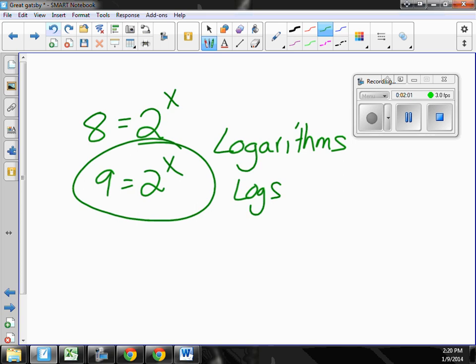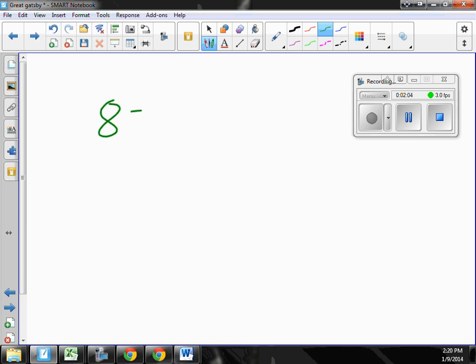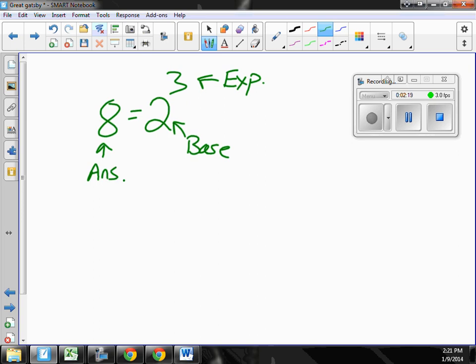That's it. So if we looked at 8 equals 2 to the third, this number is referred to as the base. This number is the exponent. And we'll just call this number the answer. So in a logarithm, you just change the order of exponential equations.